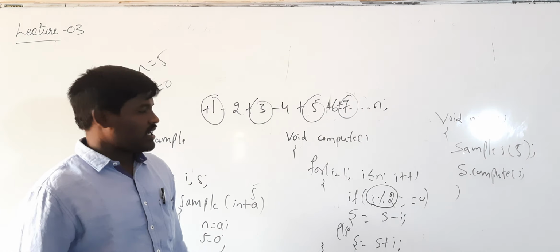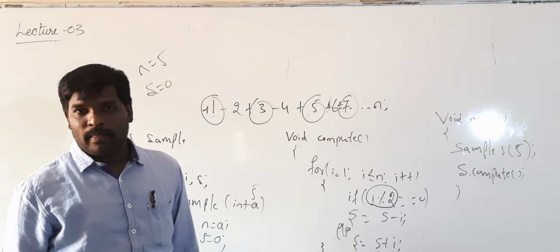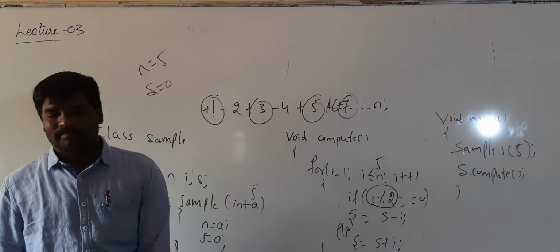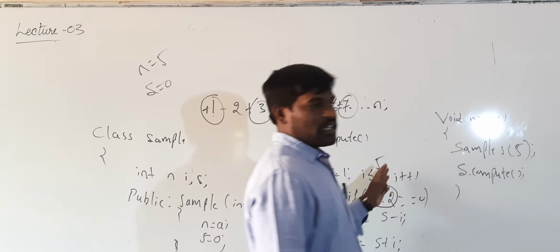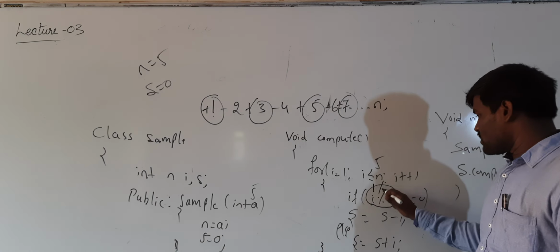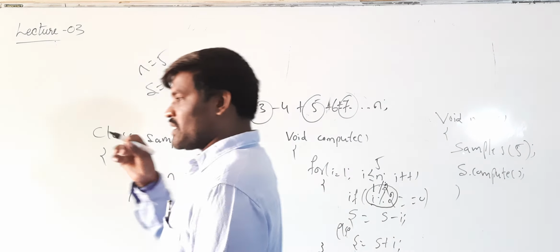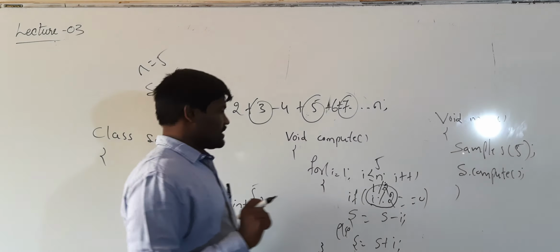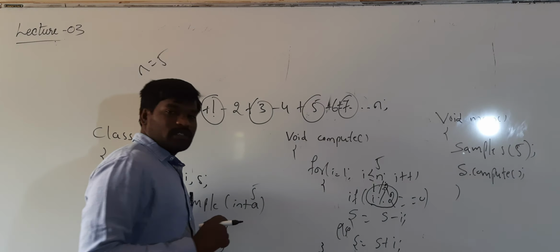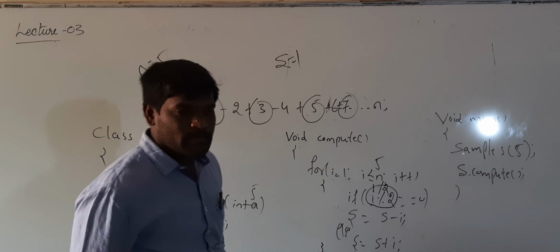I initialize i is equal to 1 because in the given series the first number starts with 1. This process will repeat up to n times, that is n value is 5. 1 is less than or equal to 5, condition is true. See here, 1 mod 2: if the numerator is less than the denominator, we get the remainder as the numerator. That is 1 is equal to 0? False. False means s plus i. Initially s value is 0, i value is 1, 0 plus 1 is 1, and it is stored in s.